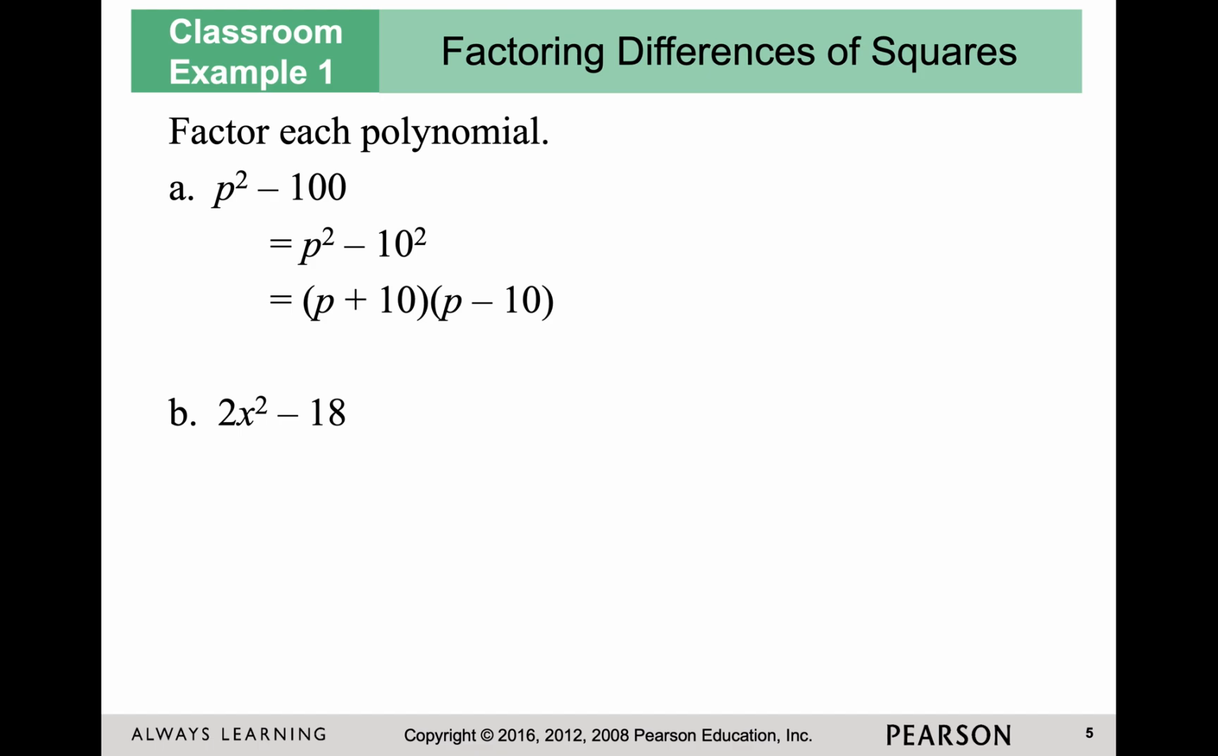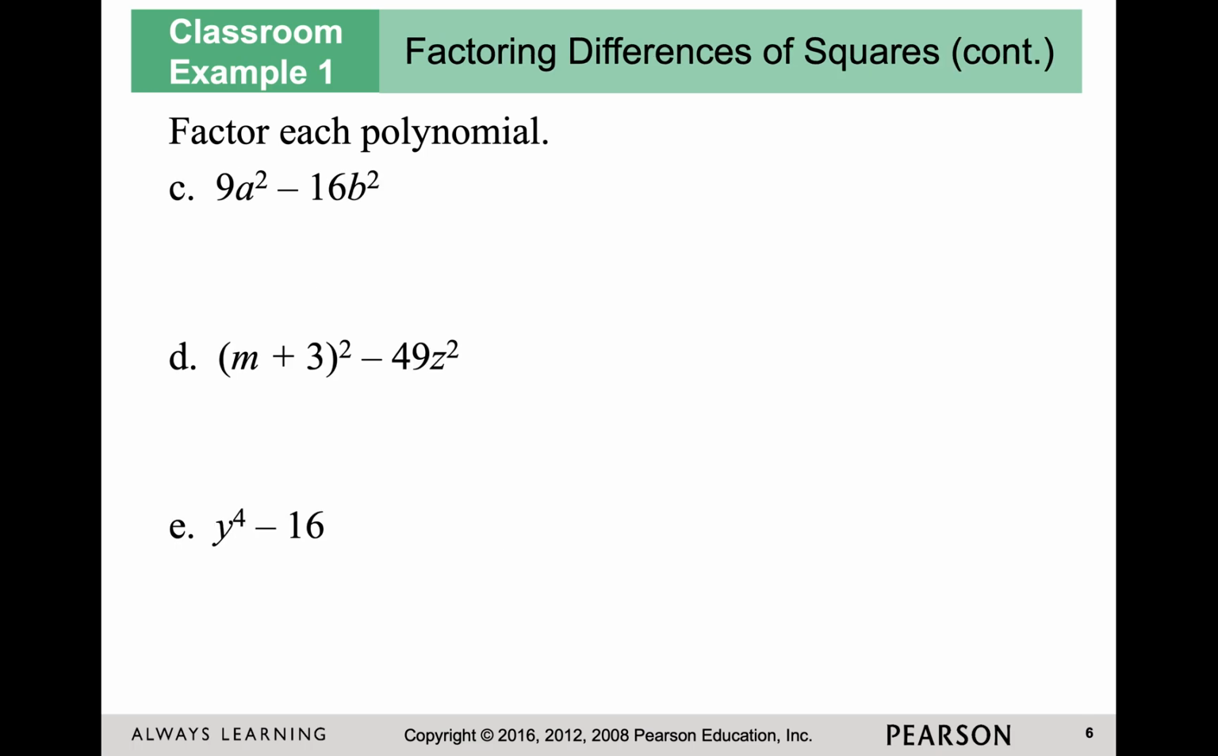So it's like you're taking the square root of the first thing, taking the square root of the second thing, and then you're just using opposite signs. Now in 2x squared minus 18, I see they both have a 2 in common, so I would factor that 2 out. Now that I factor the 2 out, I can see that x squared is a perfect square, 9 is a perfect square, and they're being subtracted from one another, which means I take the square root of x squared, which is x, the square root of 9, which is 3, and I rewrite them as the sum and the difference of that number.